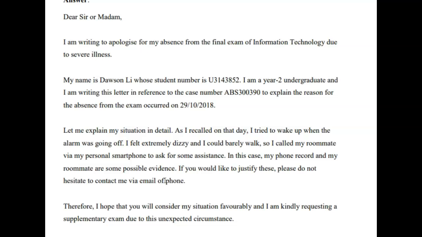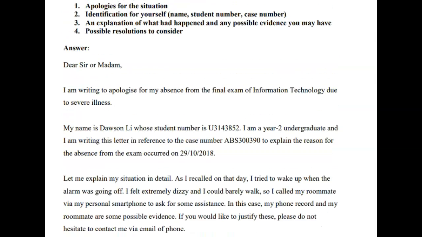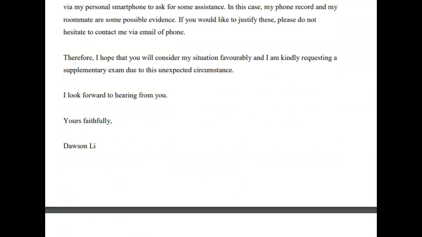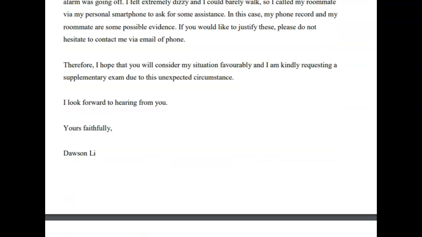Let's see. Therefore, I hope you will consider my situation favorably, and I am kindly requesting a supplementary exam due to some unexpected occurrence. All right, now let's talk about what's wrong with that. Look at the last bullet here. It says possible resolutions to consider. You did all this, let's just say. But let's look at this. It says resolutions, plural. You didn't give resolutions. You gave one resolution, just one. And that's not enough. So that's absolutely going to cost you in terms of task achievement.